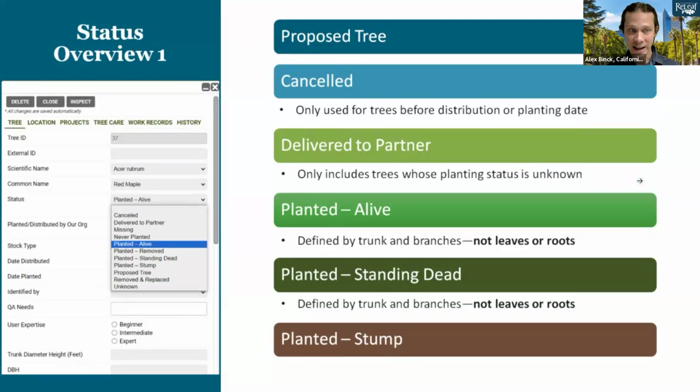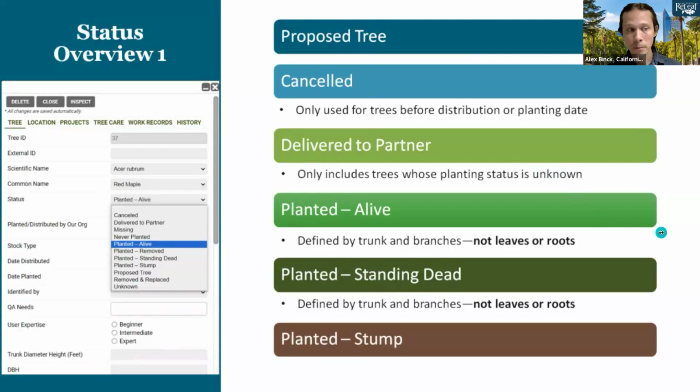Next, we have standing dead. Same thing: this is based on the trunk and branches, right? A good test to do, especially on young trees, is to scratch the bark. A dead tree is usually going to be dry and brown underneath the bark, versus a living tree, which is going to be moist and green and soft. Even if the leaves or even some of the branches are all dead, you can tell it's alive if it still has that green moist tissue beneath the bark.